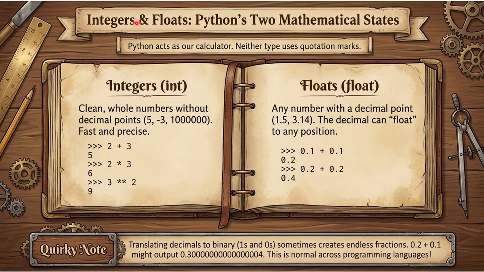So here, if you see, we have integers and floats. Python acts as our calculator, and neither type uses quotation marks. Integers are clean whole numbers without decimal points. Here are some examples: 5 minus 3 and this number. It's fast and precise.